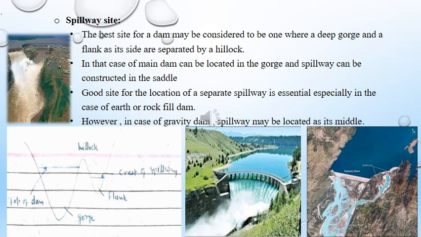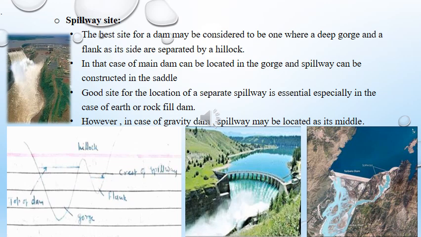So, in that case, the main dam may be located in the deep gorge, while the spillway can be located in the flank. So, the selected dam site should have a suitable site for the spillway of sufficient capacity for safe passage of excess flood flow from upstream to downstream.